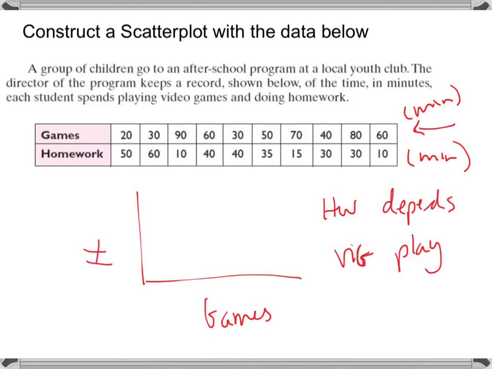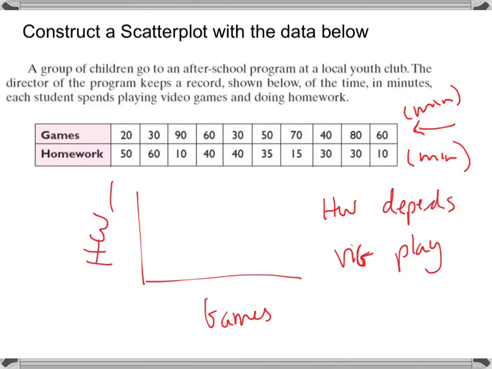I mean, it may not be like this for you. Your parents may not allow you to play video games unless your homework is finished. So for you, it may be the other way around. And in fact, it doesn't necessarily mean that they have to have a dependent relationship, and we're going to go over that in just a minute. But let's assume that the games are on the x-axis and the homework is on the y-axis.